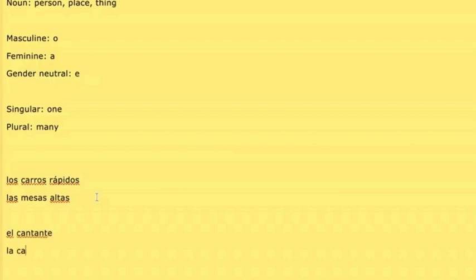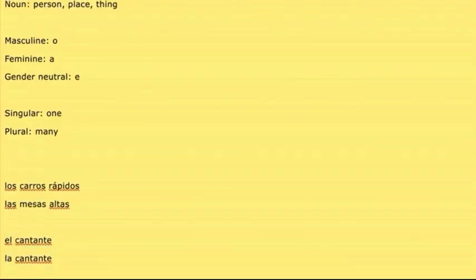Now the thing is, we could also say "la cantante," which will also mean the singer. But in this case, we're using a masculine form of "the." In this case, we're using a feminine form of "the." And because of that, we know that this is a male singer and this is a female singer. When we're switching the gender between people, the gender of the noun is going to be affected.